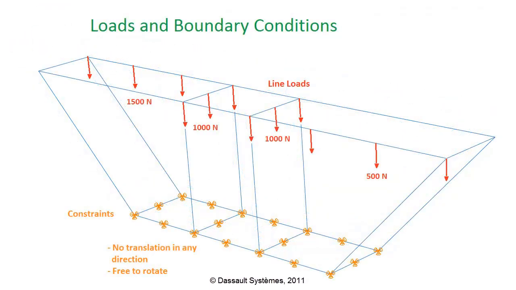The structure is fixed at the bottom. All the beams on the lower side are constrained in such a way that they cannot translate in the X, Y, or Z direction. However, they are free to rotate. Line loads of 1500, 1000, and 500 newtons are applied as shown in the figure.